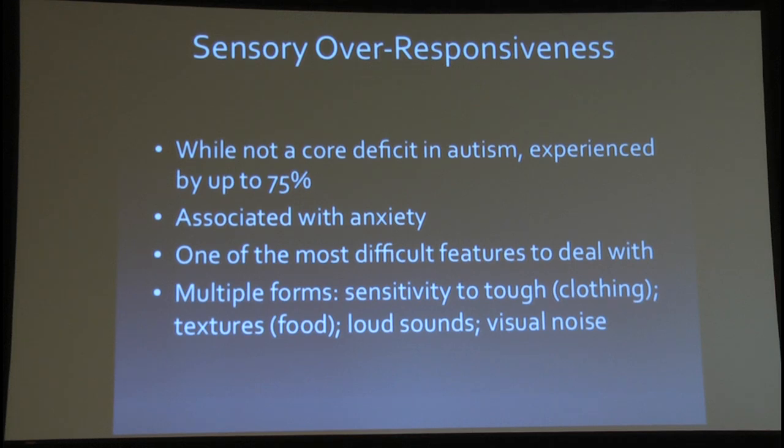Okay, and this is the last study I'm going to talk about, and then I'm just going to talk a little bit about combining the genetics with the brain imaging. So sensory over-responsiveness was not considered a core deficit, but as the last speaker demonstrated, it's very common. It's found in up to 75% of kids with autism, and parents will report this as one of the worst problems to deal with.